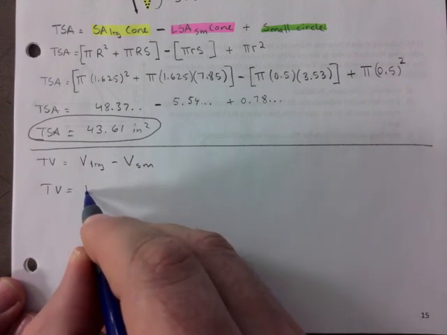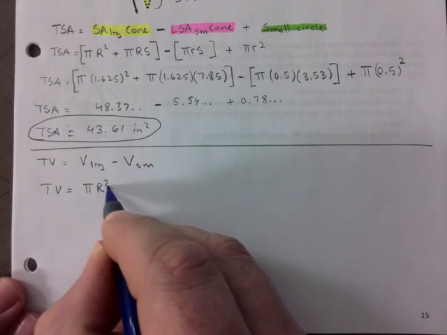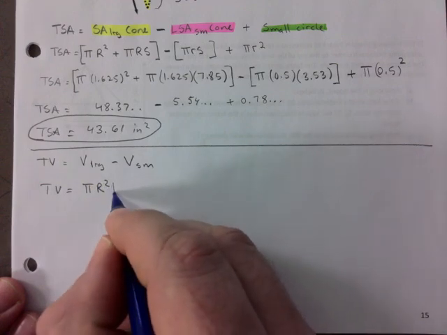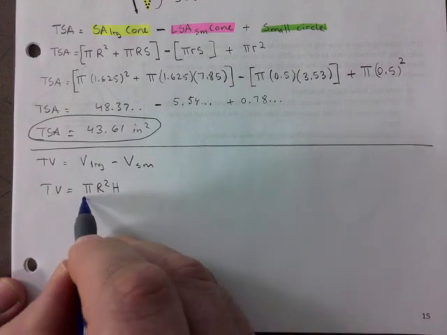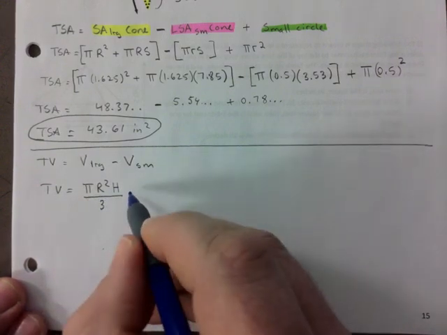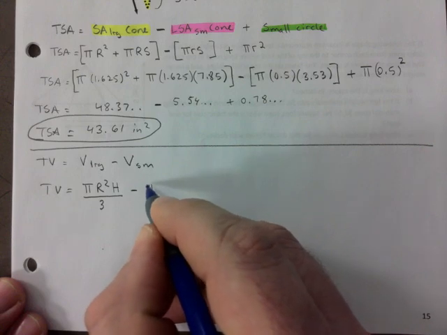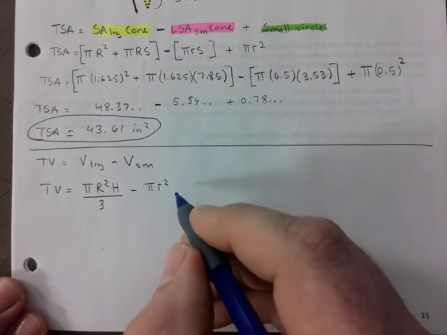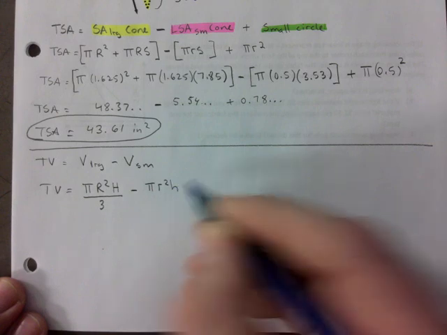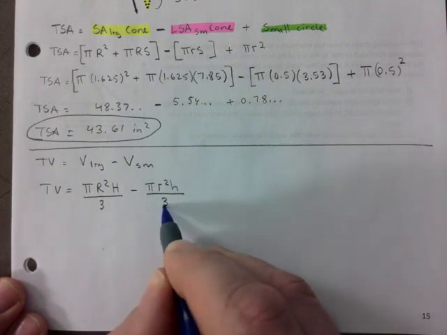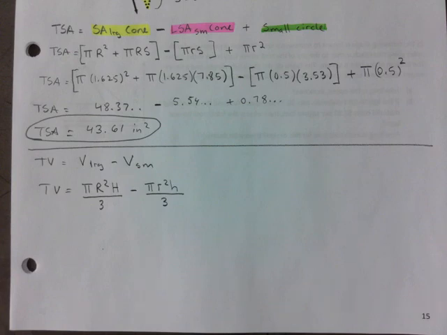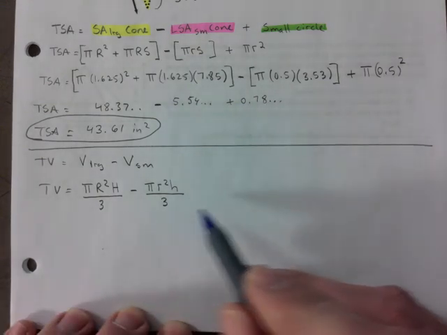The formula for volume is pi r squared, I guess we'll have a capital H, divided by 3, minus pi radius squared, lowercase h divided by 3. Do we know the height of this thing? We don't. So the Pythagorean theorem is usually involved, quite often, in these.